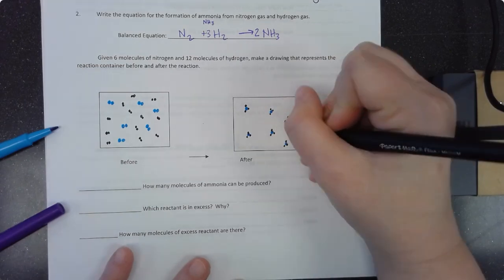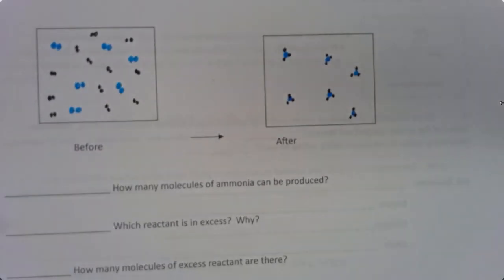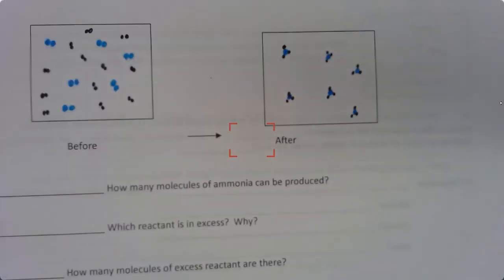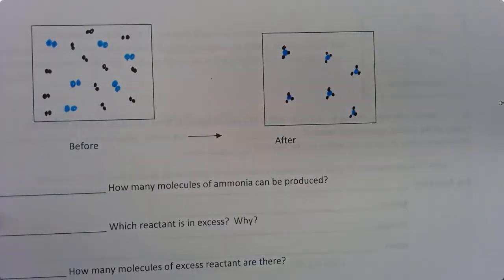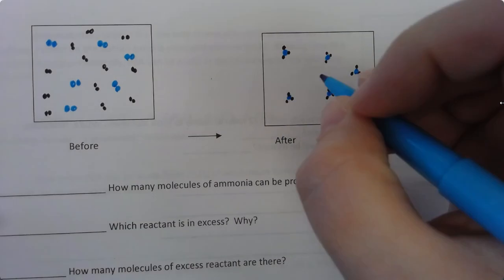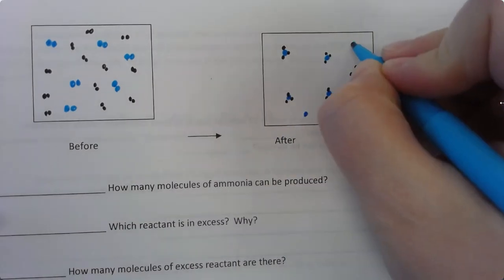Does making these 8 ammonias use all of my nitrogen? How much do I have left? I have 4 left. 1, 2, 3, 4, 5, 6. Did I only make 6? I only drew 6 and no one stopped me. What? Oh, you're only supposed to have six? No, it's supposed to be 8.